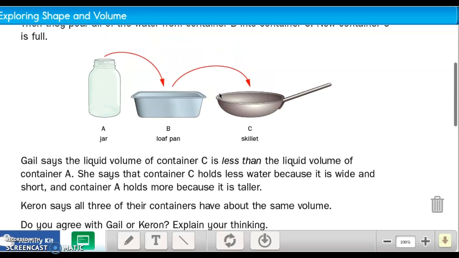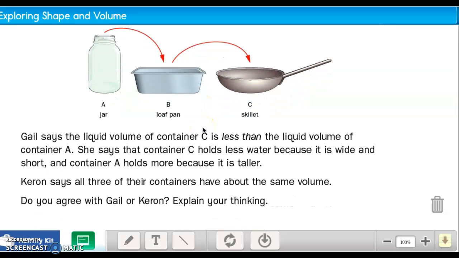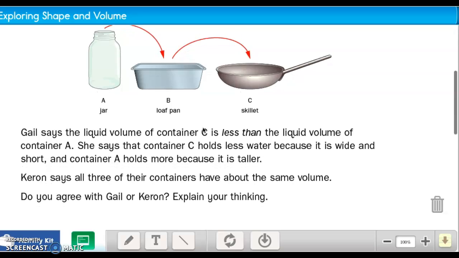Who do you think is right? Do you think that jar A is going to hold more volume than C because this one's taller and this one's shorter? Or do you think that they hold the same amount? Which one do you agree with? Gail or Karen?